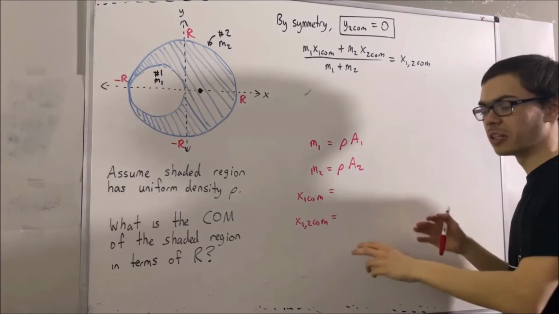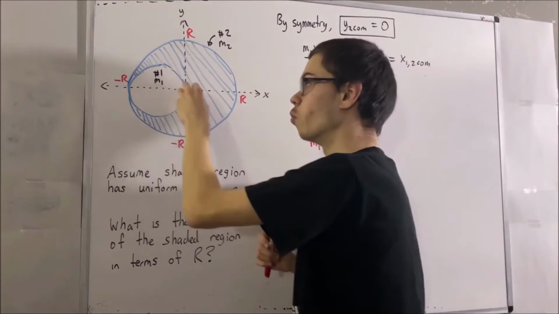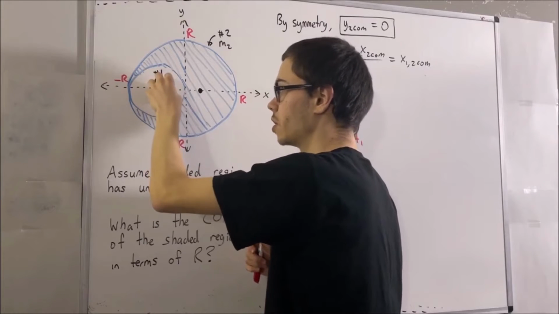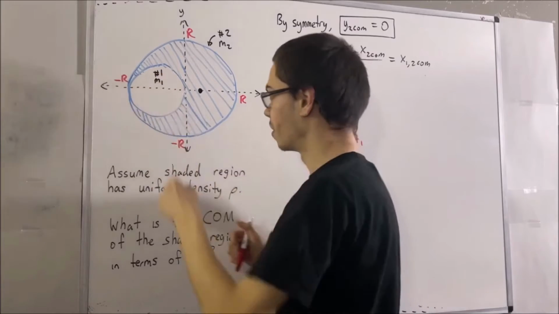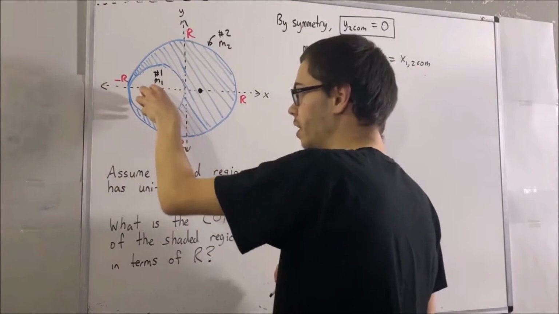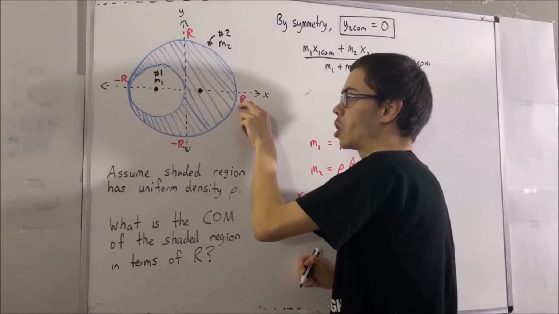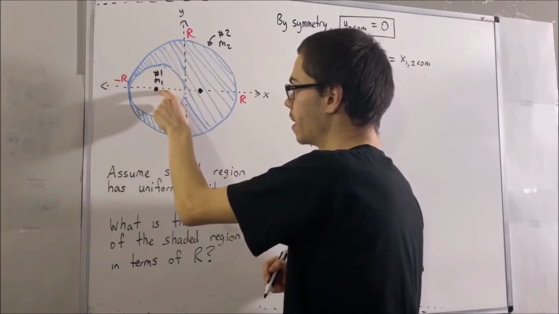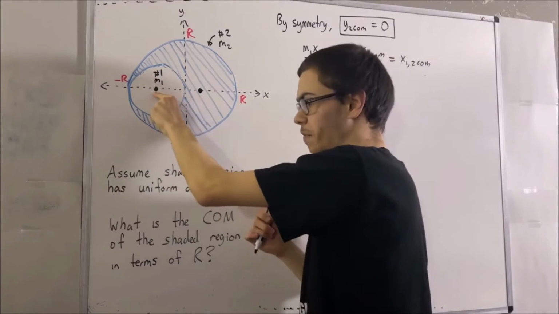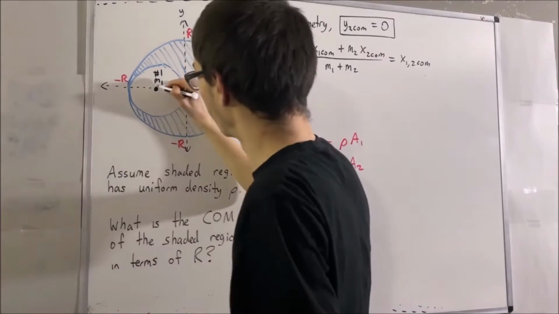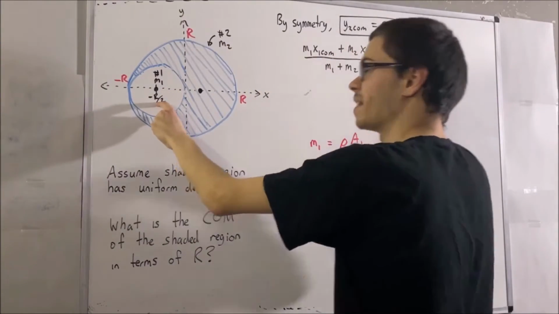Okay, so next, let's figure out the x center of mass of region 1. Region 1 has a uniform density, so the center of mass of region 1 is at the center of the circle. Now, we know that the radius of this smaller circle is half the radius of the larger circle, so really, this length is r over 2, which means that the x-coordinate of this point is negative r over 2. So the x center of mass of region 1 is negative r over 2.